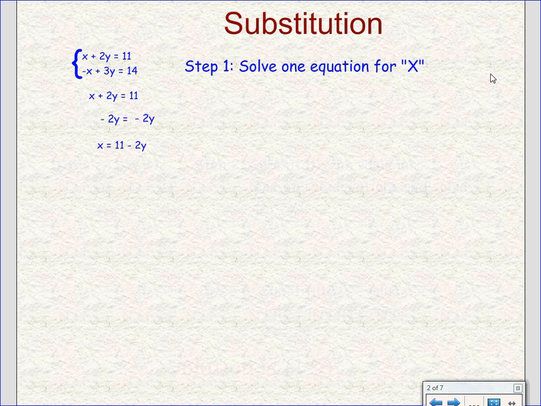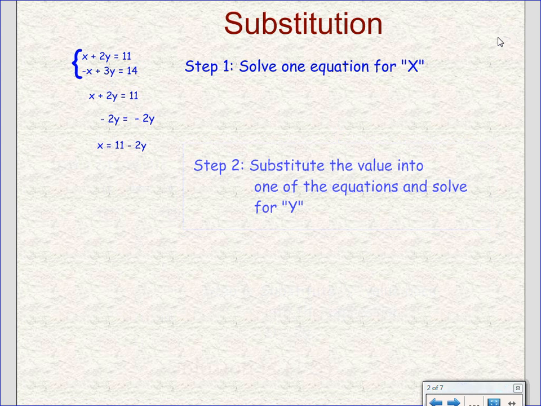And now that I have a value for x, I want to use that value. It's called plug and play. I'm going to plug that expression in for x in the second equation. I solved for x in the first one, so I'm going to substitute into the second one. It says substitute the value into one of the equations and solve for y. I suggest that you use the equation that you haven't already touched.